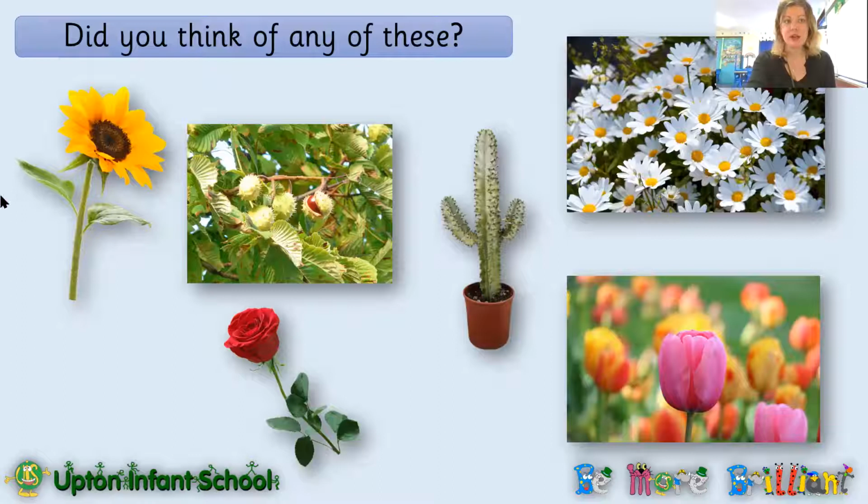Okay, so maybe you've thought of some of these. So we have a sunflower there, we've got a rose, we've got daisies there, we've got a cactus. Remember, plants aren't always just like these flowers. They can be trees as well, they can be bushes, but we'll talk a bit more about that in a minute.